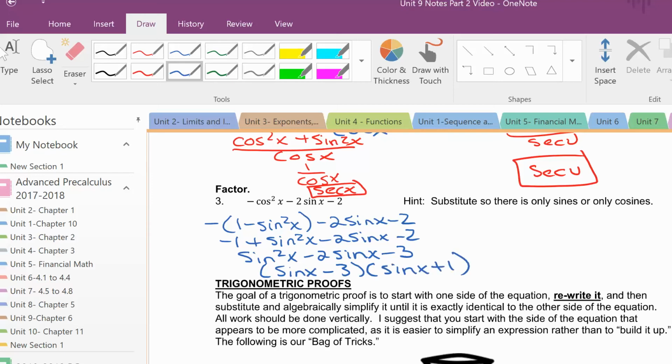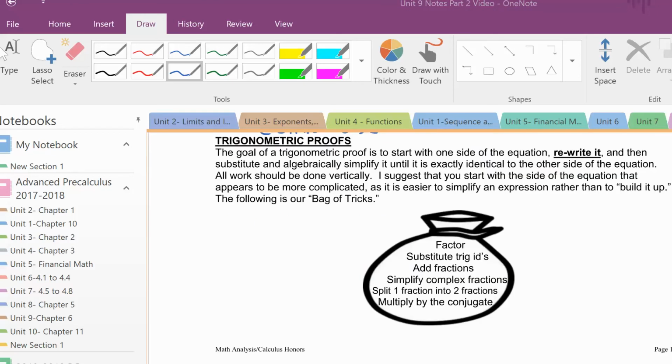All right, so now on to trigonometric proofs. And notice the rules. Remember, we start with one side of the equation, rewrite it, and then substitute in algebraically and simplify until we get the other side. And here are some things that you can do. Remember, split one fraction into two fractions means if you have a plus b over c, that is a over c plus b over c.